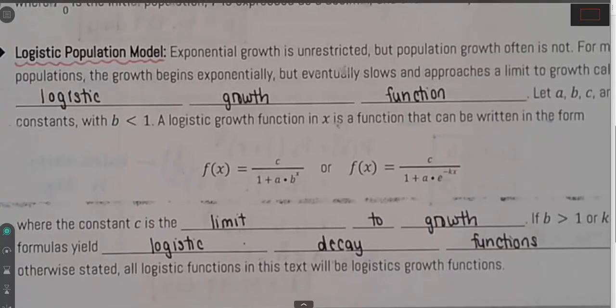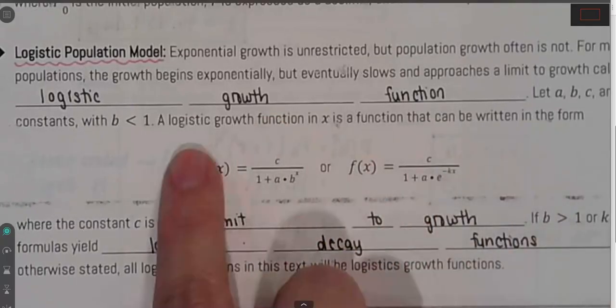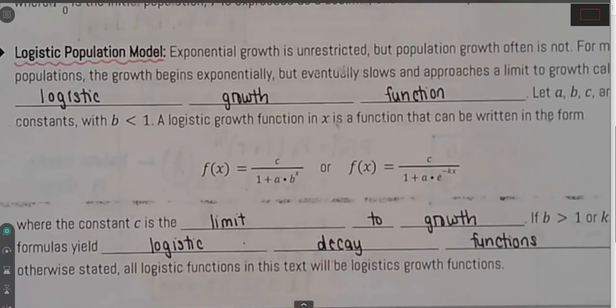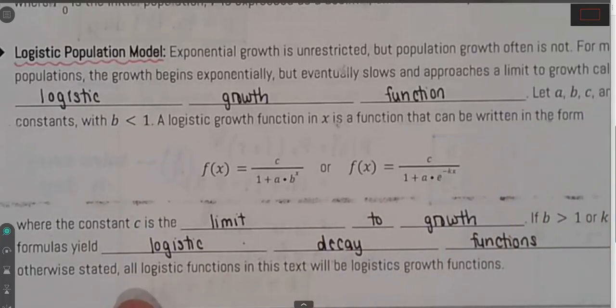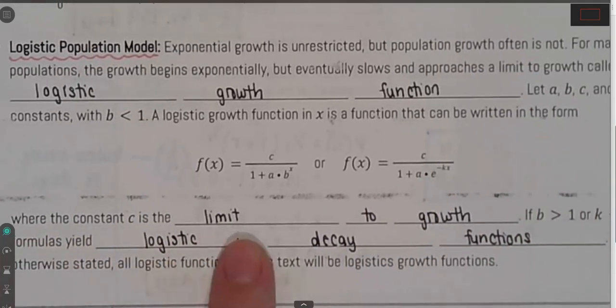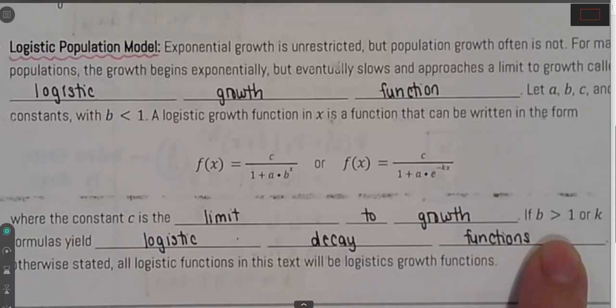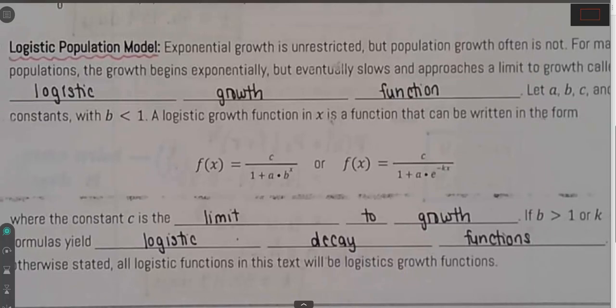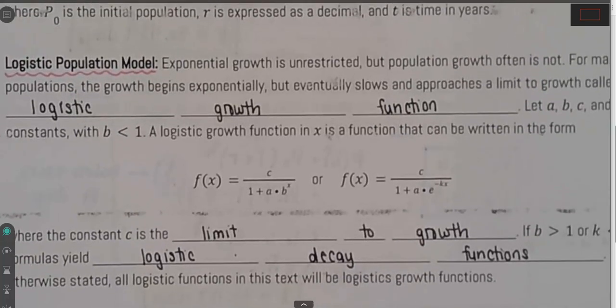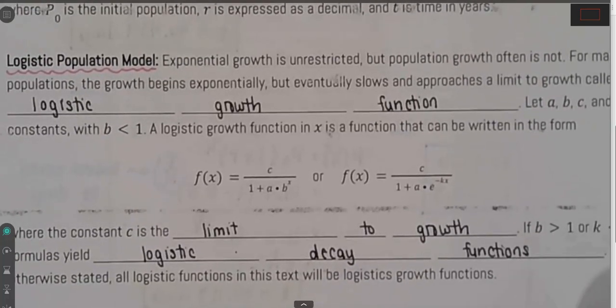So, the logistic growth function is one of these, depending on what you're using. The A, B, C, and K are constants. B is greater than 1. C is the limit to growth. If B is greater than 1 or K is less than 0, these formulas yield logistic decay functions. Unless otherwise stated, all logistic functions in this text will be logistic growth functions. Logistic models are another topic that may or may not appear on the exam. If it does, I do want you guys to have some exposure to it.